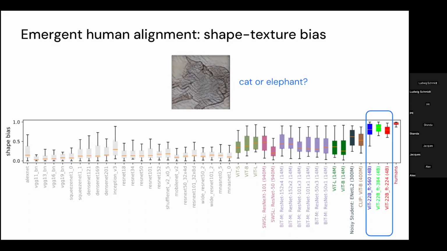However, when we get to 22 billion parameters, what we observe is that all of a sudden the vision transformer starts to vastly prefer the shape of the object rather than the texture. So this is an interesting property that seems to correlate with this out-of-distribution robustness.